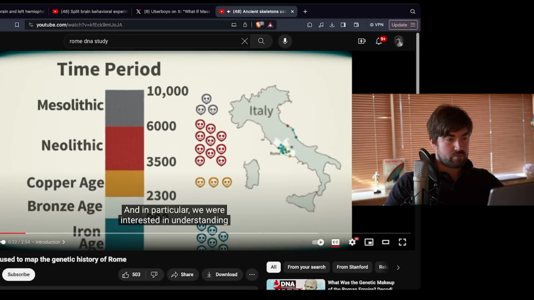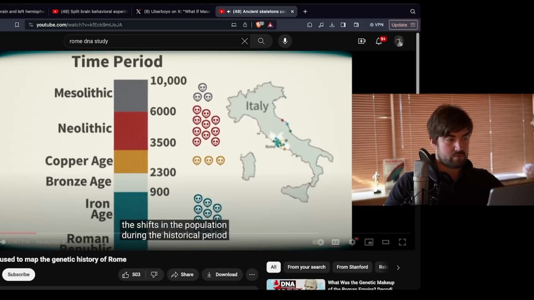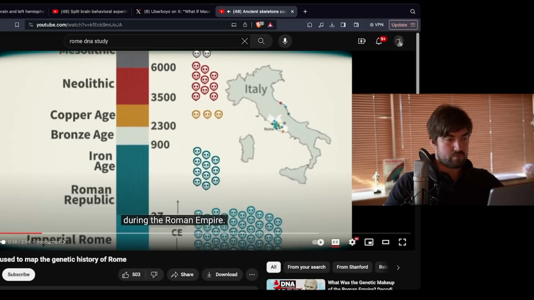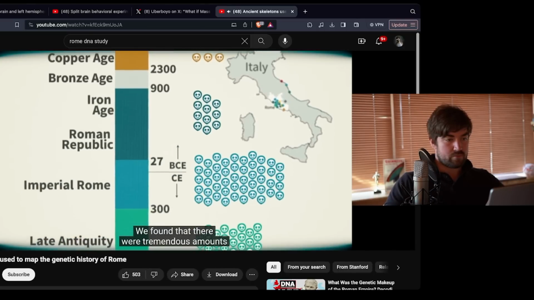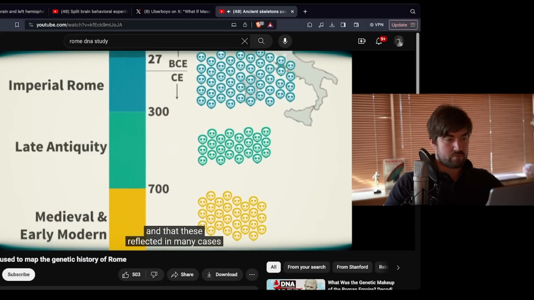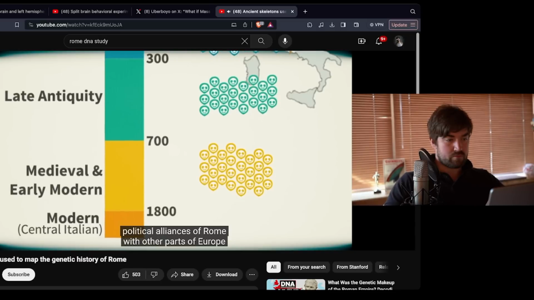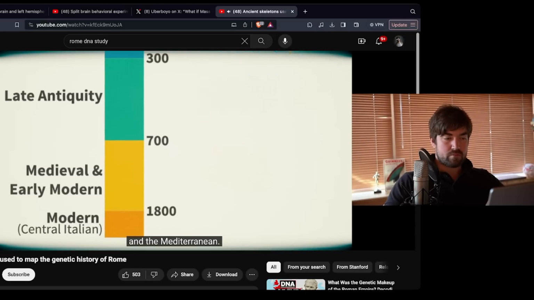And in particular, we were interested in understanding the shifts in the population during the historical period during the Roman Empire. We found that there were tremendous amounts of immigration into Rome during the historical period, and that these reflected in many cases political alliances of Rome with other parts of Europe and the Mediterranean.